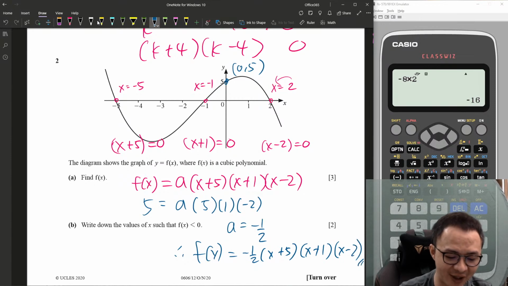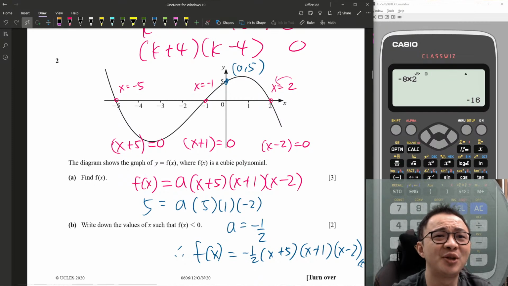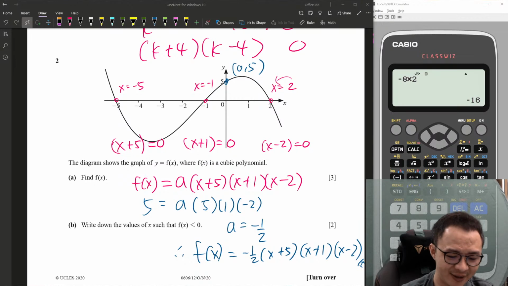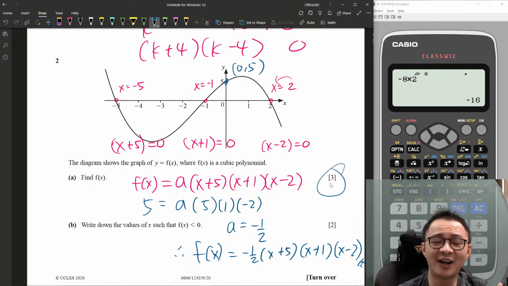I believe you can leave your answer like this without needing to expand it, because this question doesn't ask me to leave my answer in any specific pattern. So I will just assume we do not need to expand it. We can just leave our answer like that. Easily 3 marks. Do you see how I do it? First, I find the x-intercepts, and from there I easily form 3 brackets. Then I find the a using the y-intercept, plug in the value, and I got the a. I rewrite the whole cubic equation. This is how I do these kinds of questions.